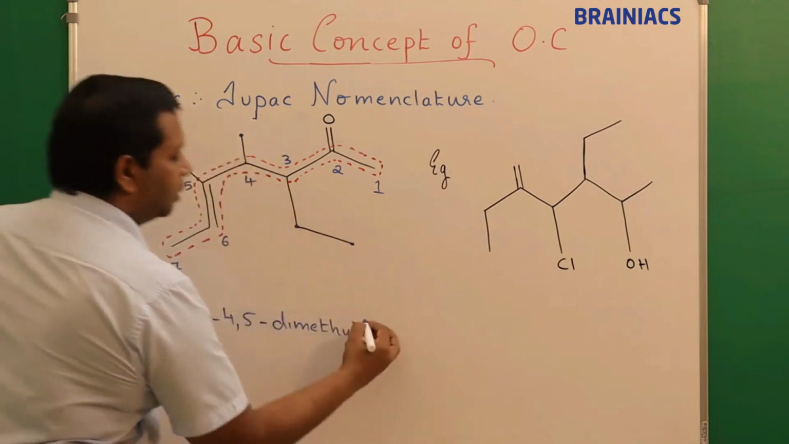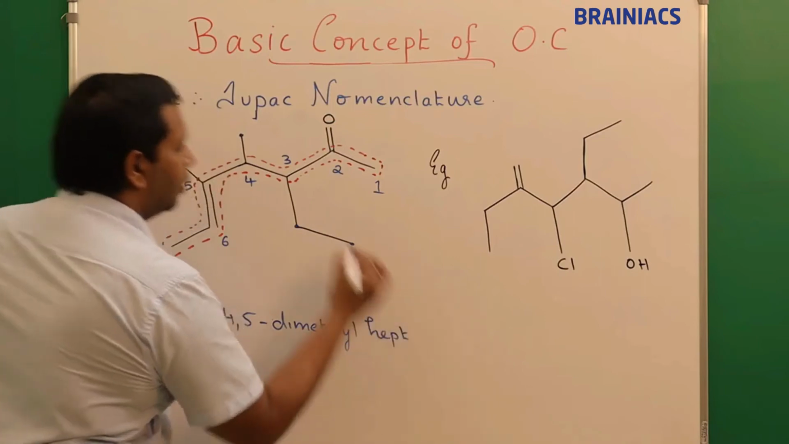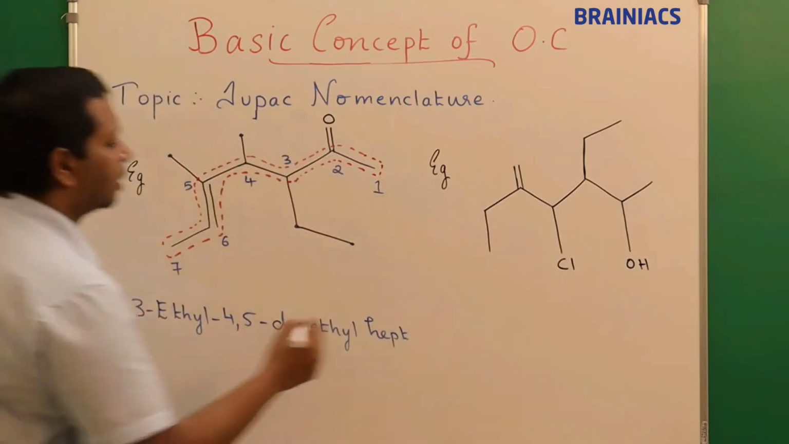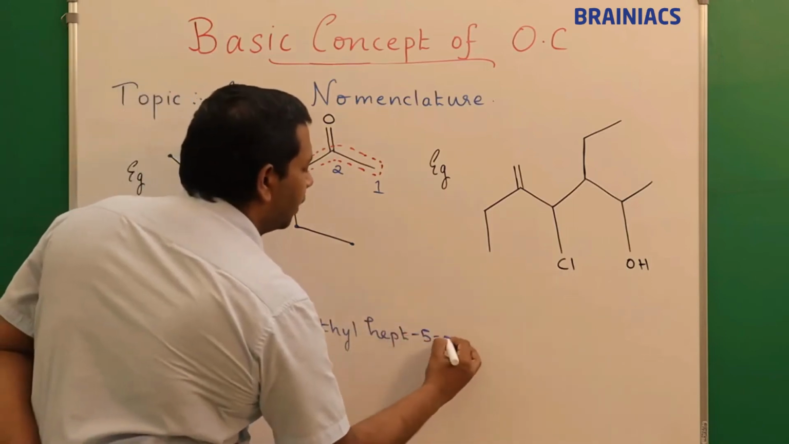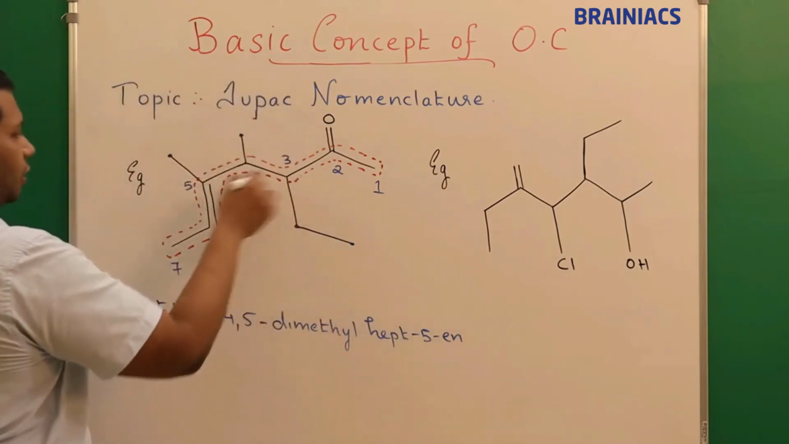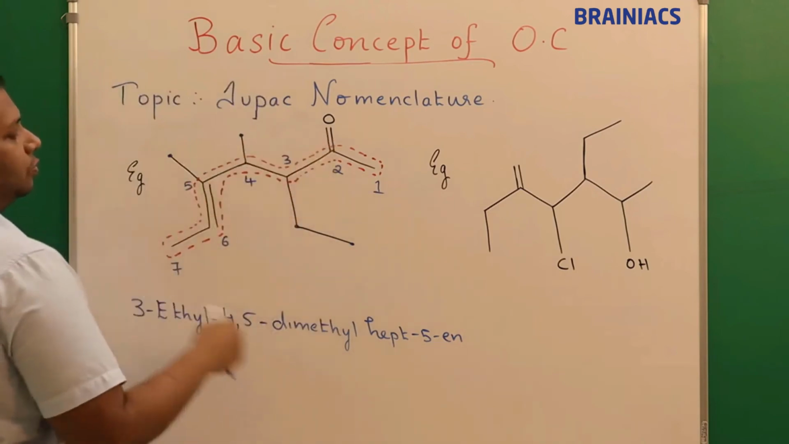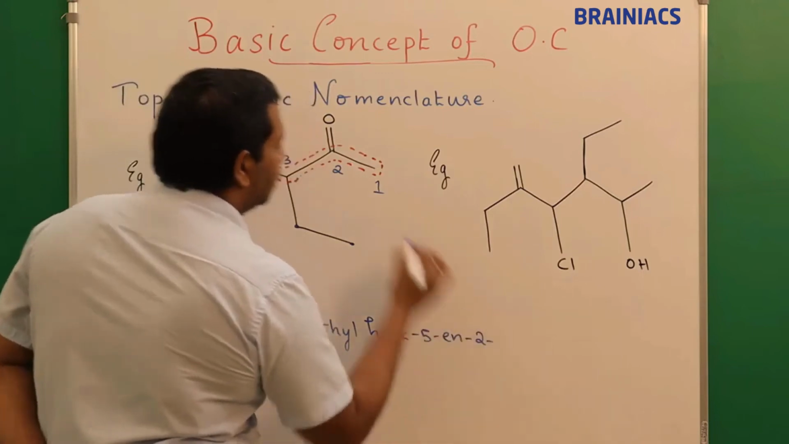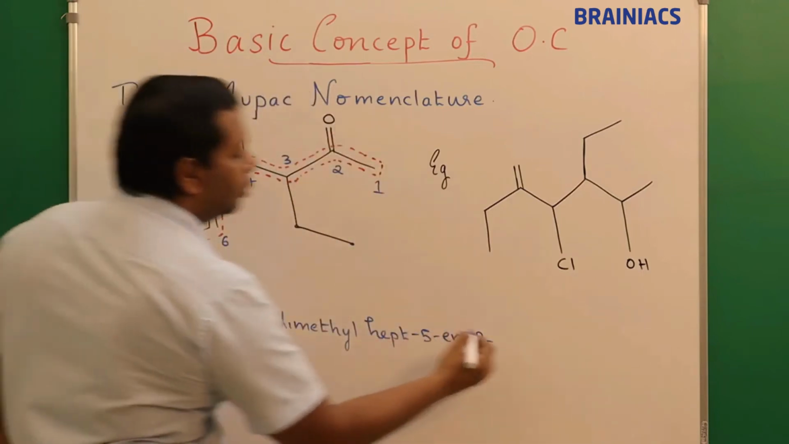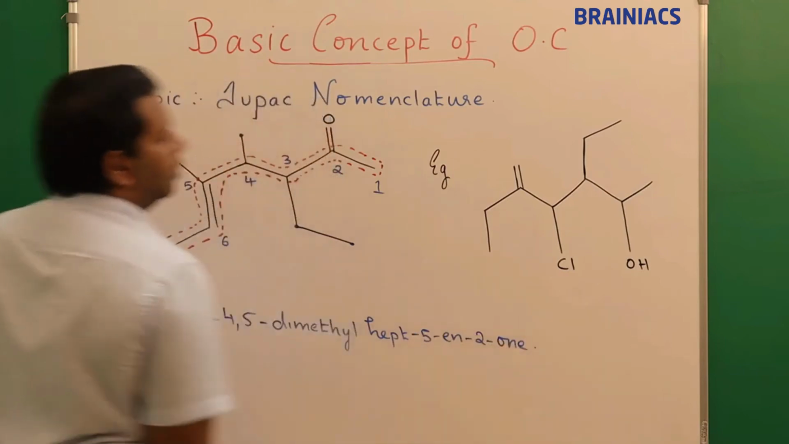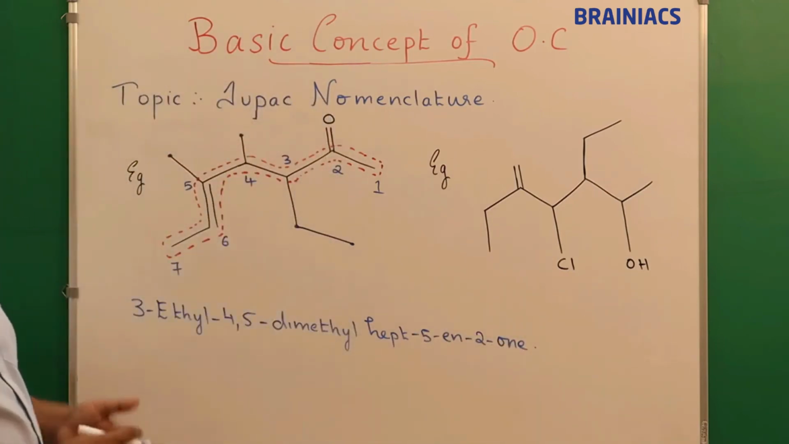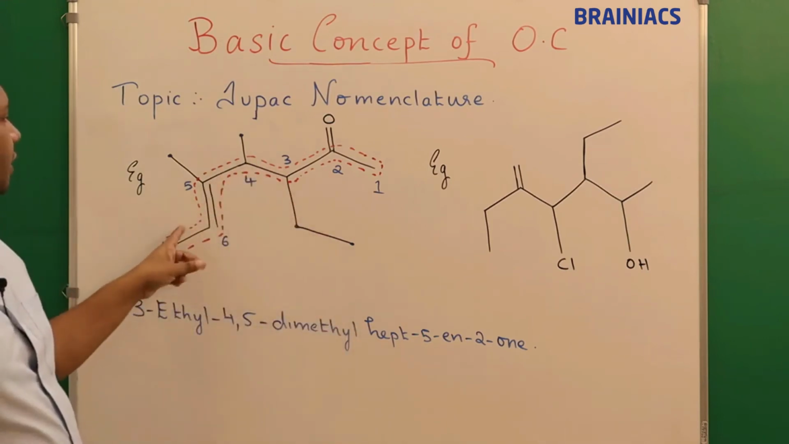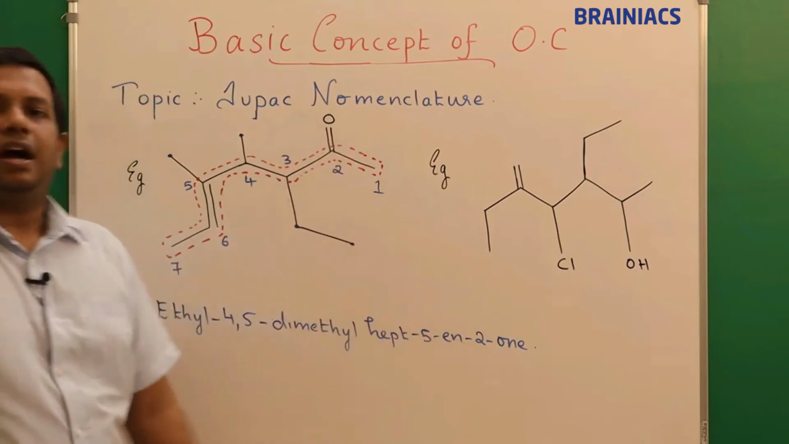Now word root hept. Now how are these linked? These are linked at the fifth position by a double bond, so I will write hept-5-ene. Now, is there any functional group? Yes, the functional group is present at position 2, so I will write hept-5-ene, then 2. Tell me what is the suffix used when the carbonyl group comes? On. So this is the name: 3 ethyl, 4,5 dimethyl, hept-5-en-2-one. This is the IUPAC name.